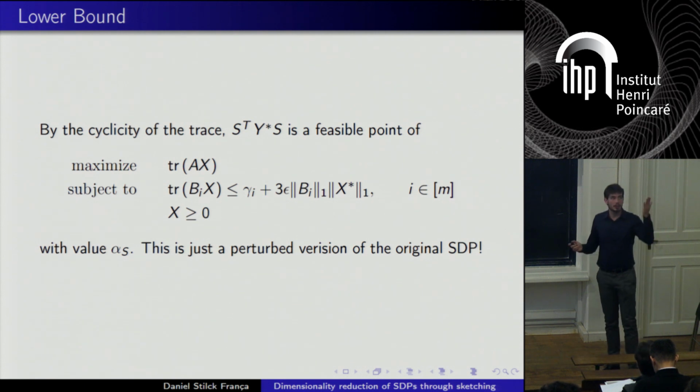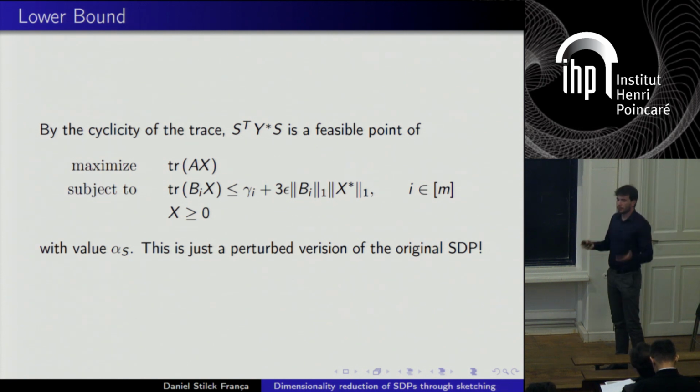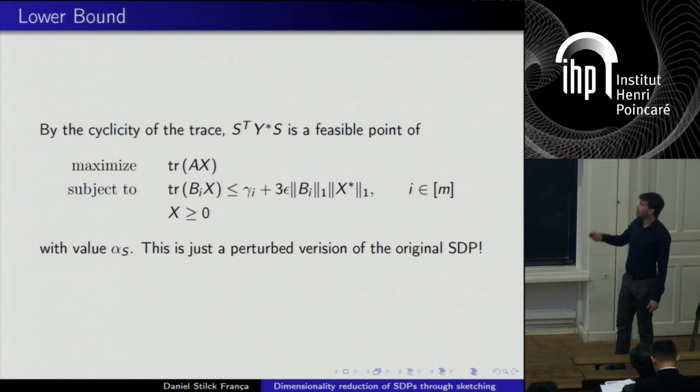So, this SDP we're looking at right now is just the perturbed version of your original SDP. We just perturbed the original SDP by this much. If the value of this perturbed SDP is not too different from the value of your original SDP, then the value of the sketch cannot be too far away from the value of the original problem, because it's a feasible point, so in particular, a lower bound to the value of this problem.